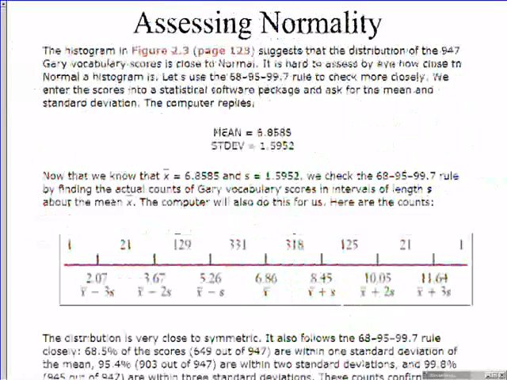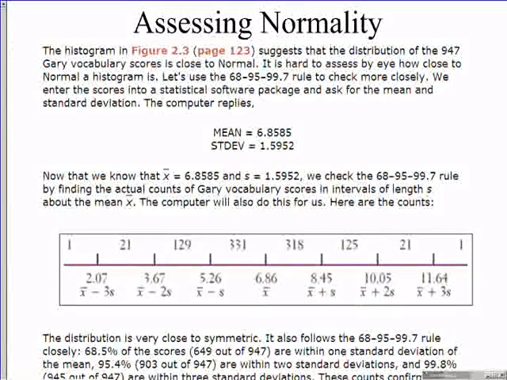Last thing in this section is assessing normality. Histogram in figure 2.3 suggests that the distribution of 947 Gary vocabulary scores is close to normal. It is hard to assess by eye how close to normal a histogram is. If we use our empirical rule to check more closely, we enter the scores into a statistical software package and ask for the mean and standard deviation.